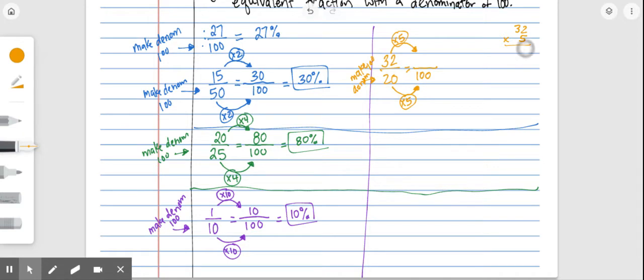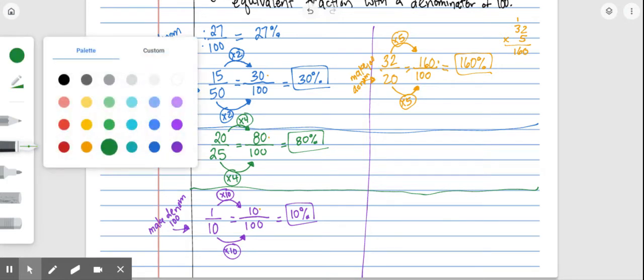5 times 2 is 10, carry the 1. 5 times 3 is 15, plus 1 is 16. So this is 160. All right, now my denominator is 100. So my percent is 160%. I don't have to do anything else, because all I do is I take that top number and that becomes my percent. 30 was my 30%, 80 was my 80%, 10 was my 10%, 160 was my 160%.